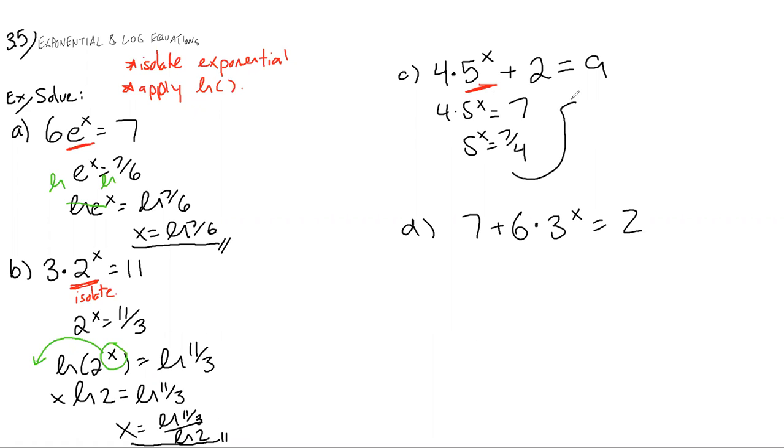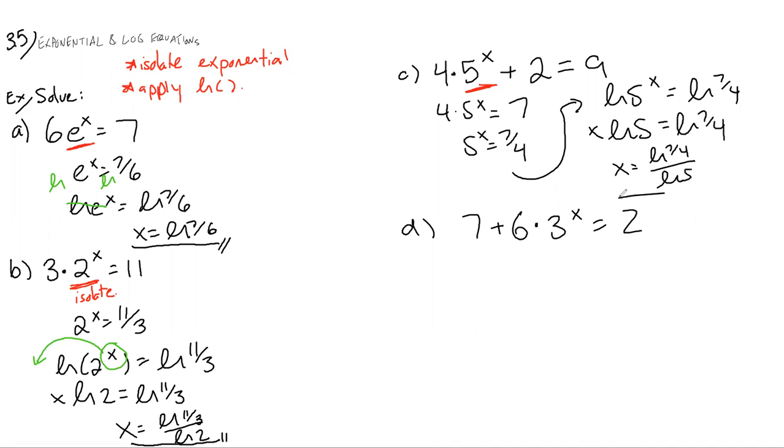And so I'm going to bring it over here. So I'll do ln of both sides and bring the x down. And then divide the thing attached to x, divide by ln 5. So I'll get my solution, ln of 7 over 4, over ln 5. And so that's going to be my answer.